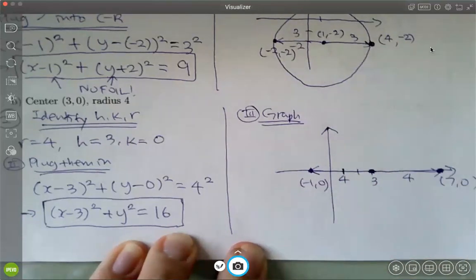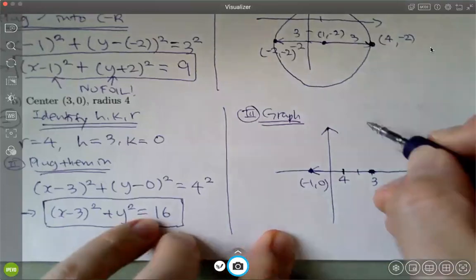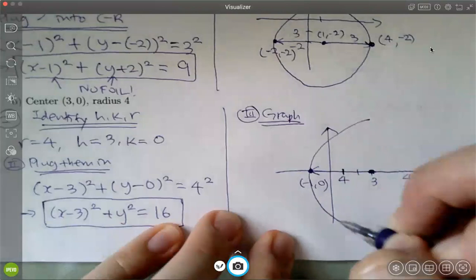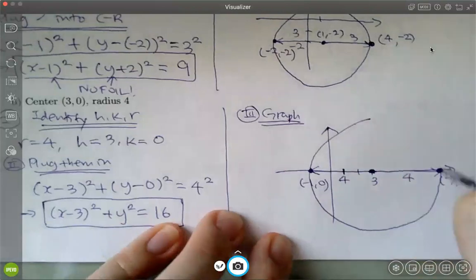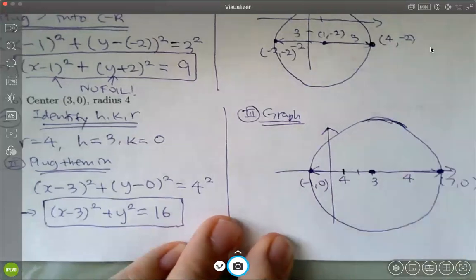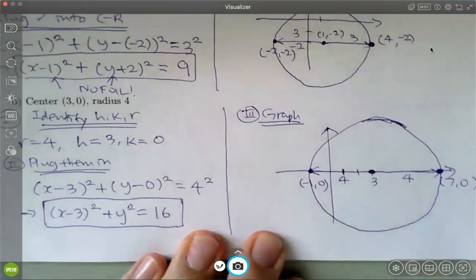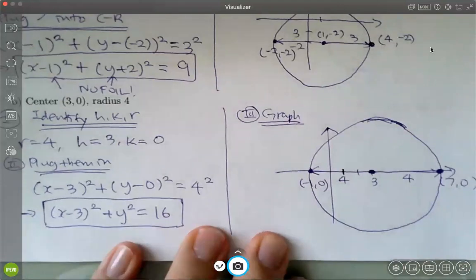So, how does the circle look? Your circle looks something like this. Okay, so it's kind of a big circle. Can I go to the next page?